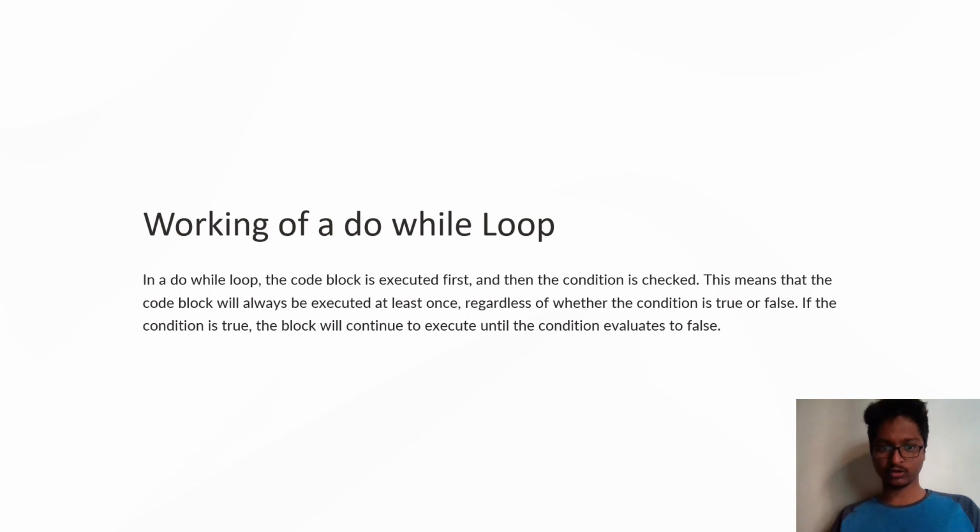Now let us know about the working of a do-while loop. In a do-while loop, the code block is executed first and then the condition is checked. This means that the code block will always be executed at least once, regardless of whether the condition is true or false. If the condition is true, the block will continue to execute until the condition evaluates to false.